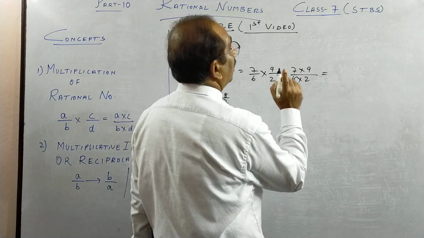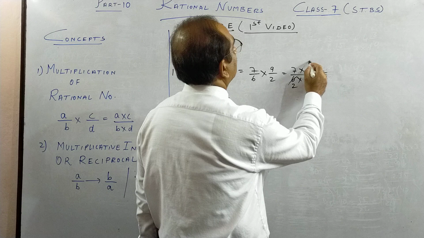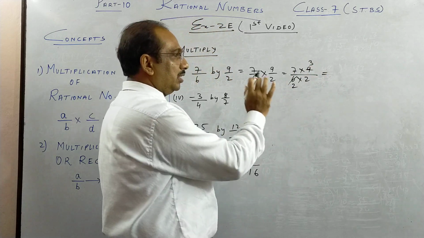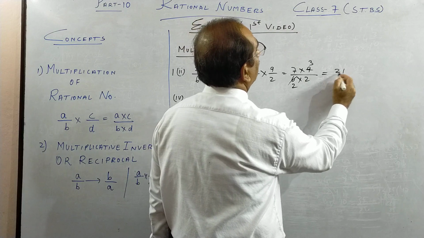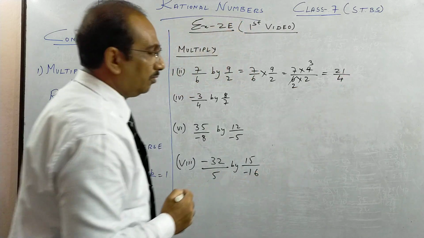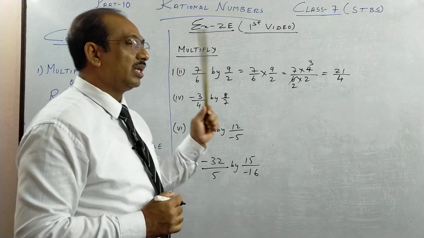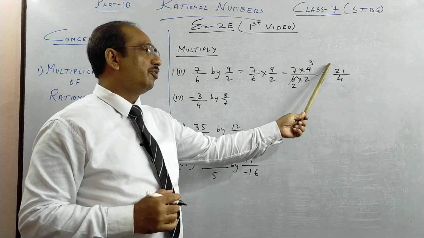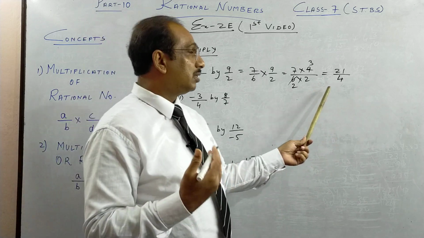In 3's table, 6 comes: 3 2's are 6, 3 3's are 9. Now nothing else will cancel. So 7 3's are 21, 2 2's are 4. So our first answer is 21 by 4. Please don't convert, because we are doing rational numbers, which are in the form of p by q. Don't convert this in terms of fraction.